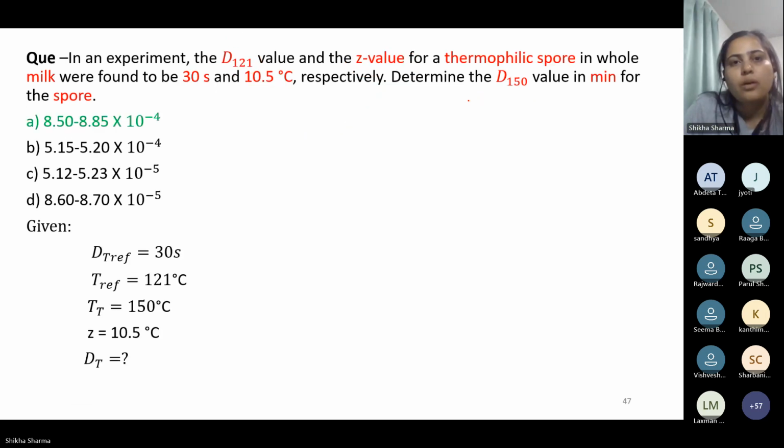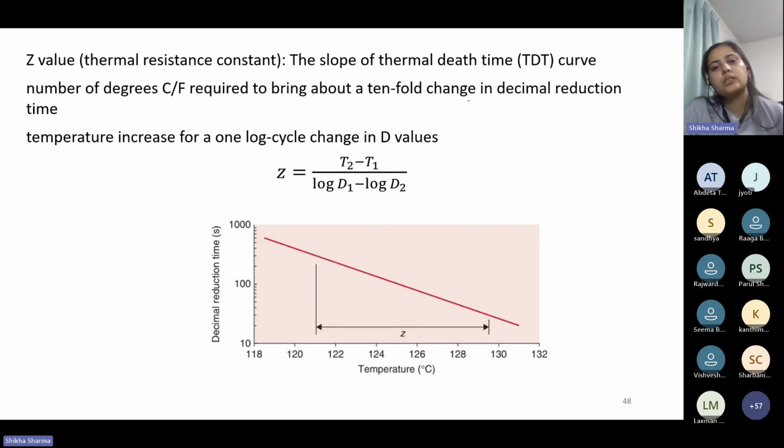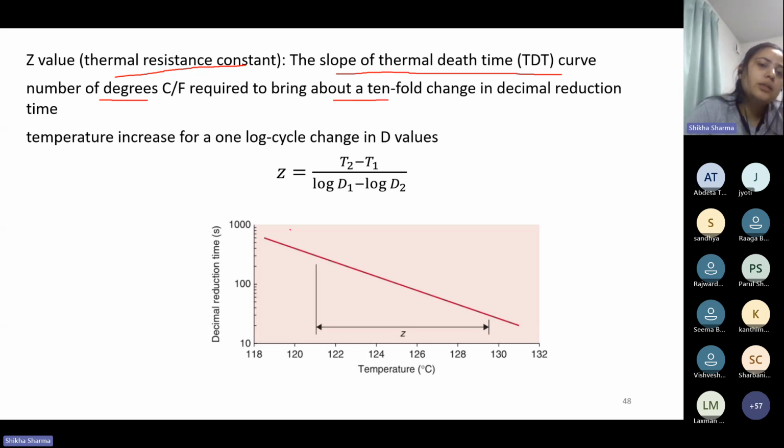First, we have already understood what the D value is, but we have not understood what the Z value is. So let's understand what the Z value is. The Z value is the thermal resistance constant, which is the slope of the thermal death time curve. It is the temperature, in degrees Celsius or Fahrenheit, required to bring a change in the semi-log TDT curve, where the D value is on the y-axis and on the x-axis it's the temperature value.